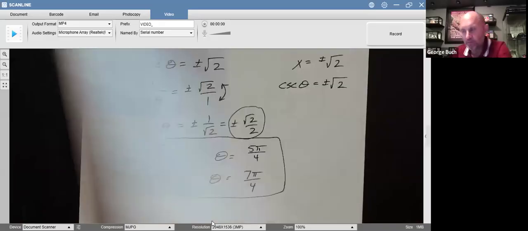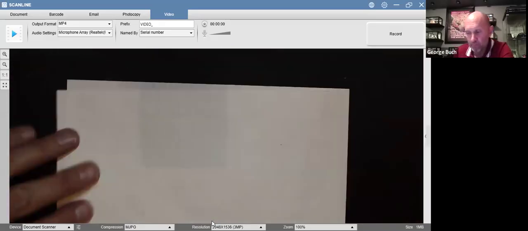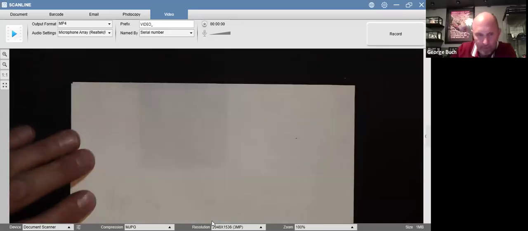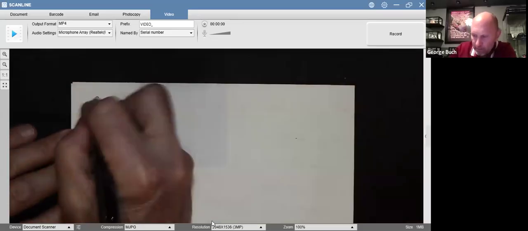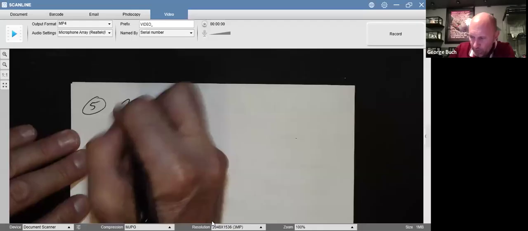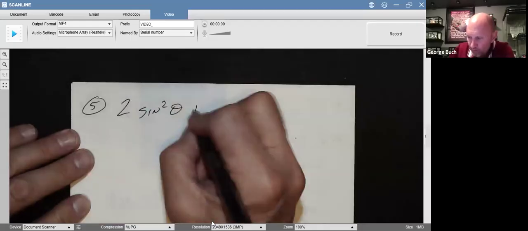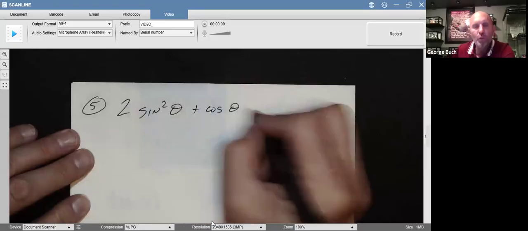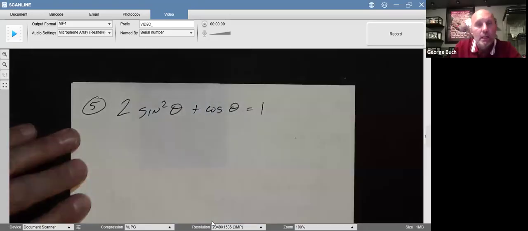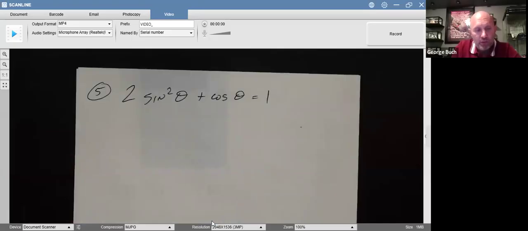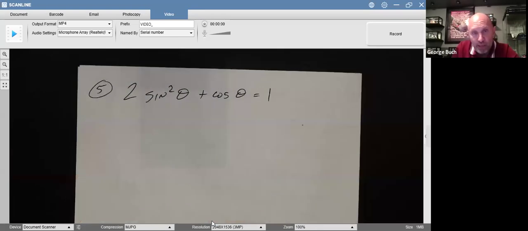And last but not least, I have 2 sine squared theta plus cosine of theta is equal to 1. Well, what did I tell you guys? You want to try to factor these like we did with the last problem. Maybe use zero property rule if we can. Use quadratic formula if we can.